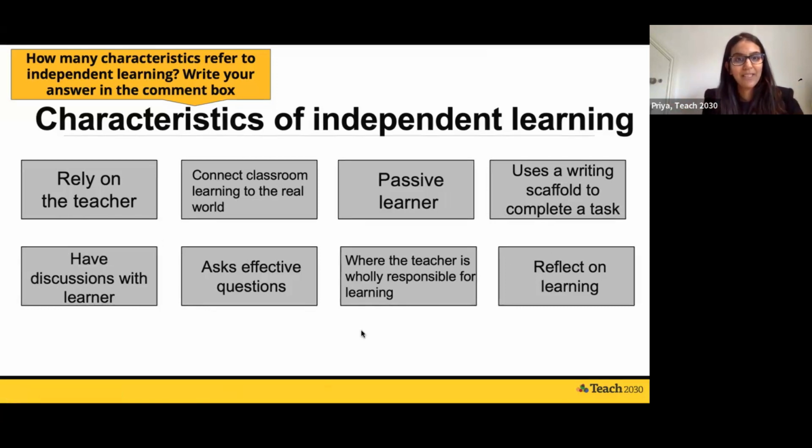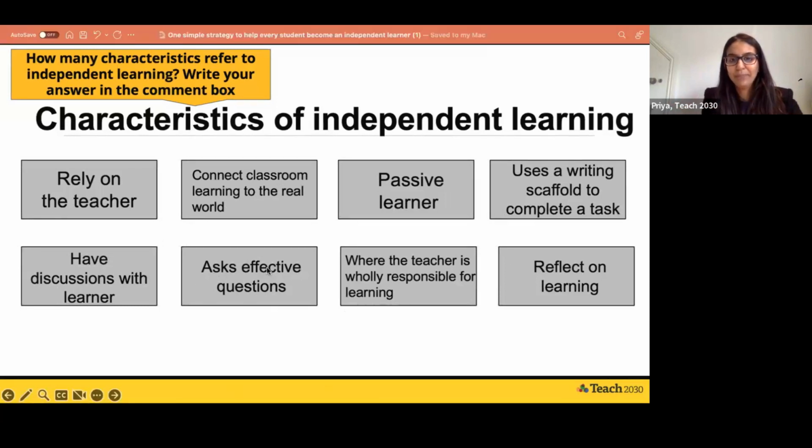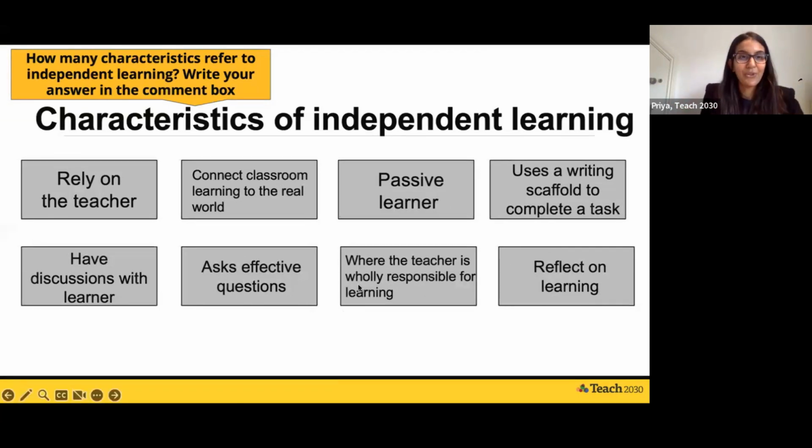Having effective classroom is another one as well, or question, sorry, where the teacher is wholly responsible for learning, isn't particularly an example of independent learning, and reflects upon learning as well is an example of independent learning. So in total, the answer is 5.